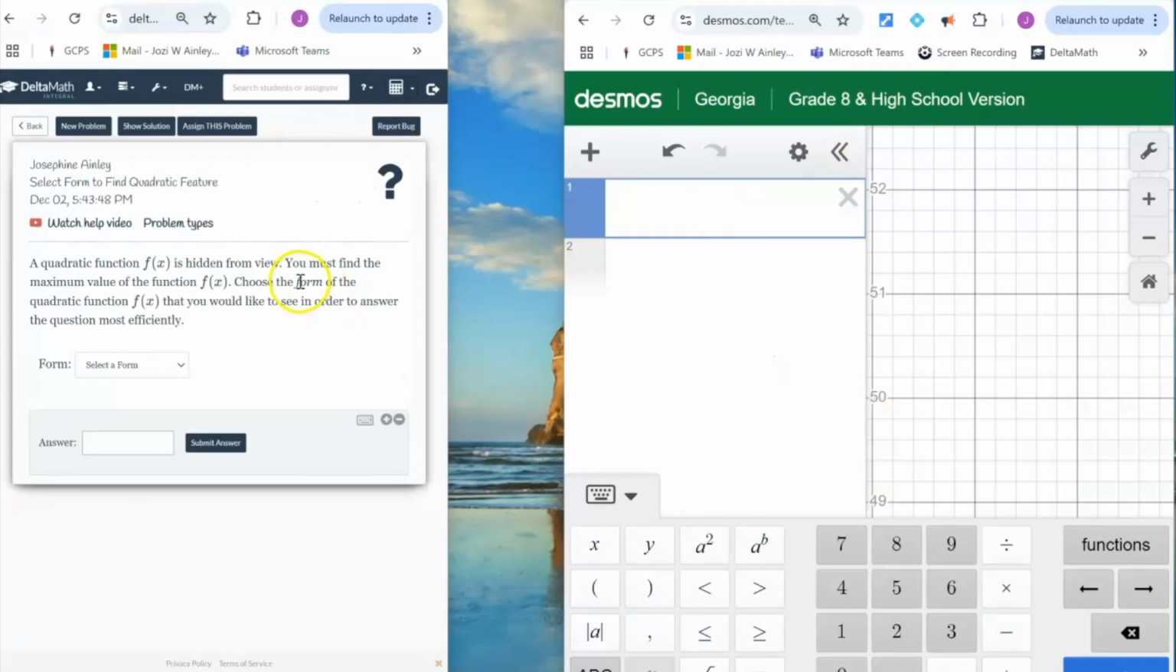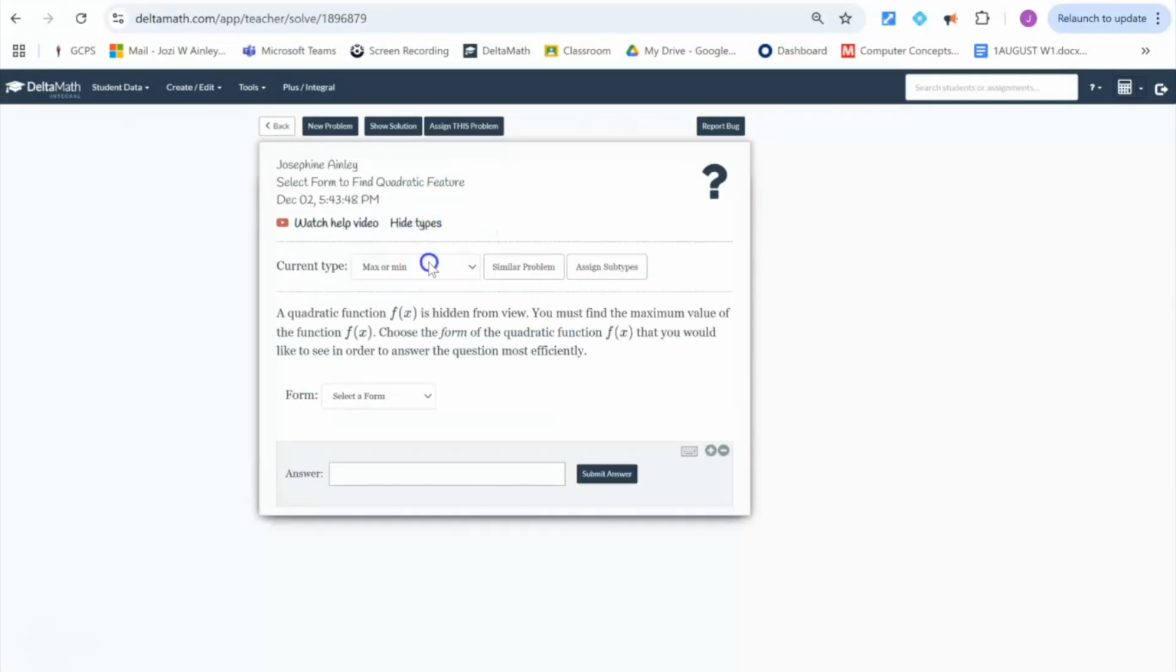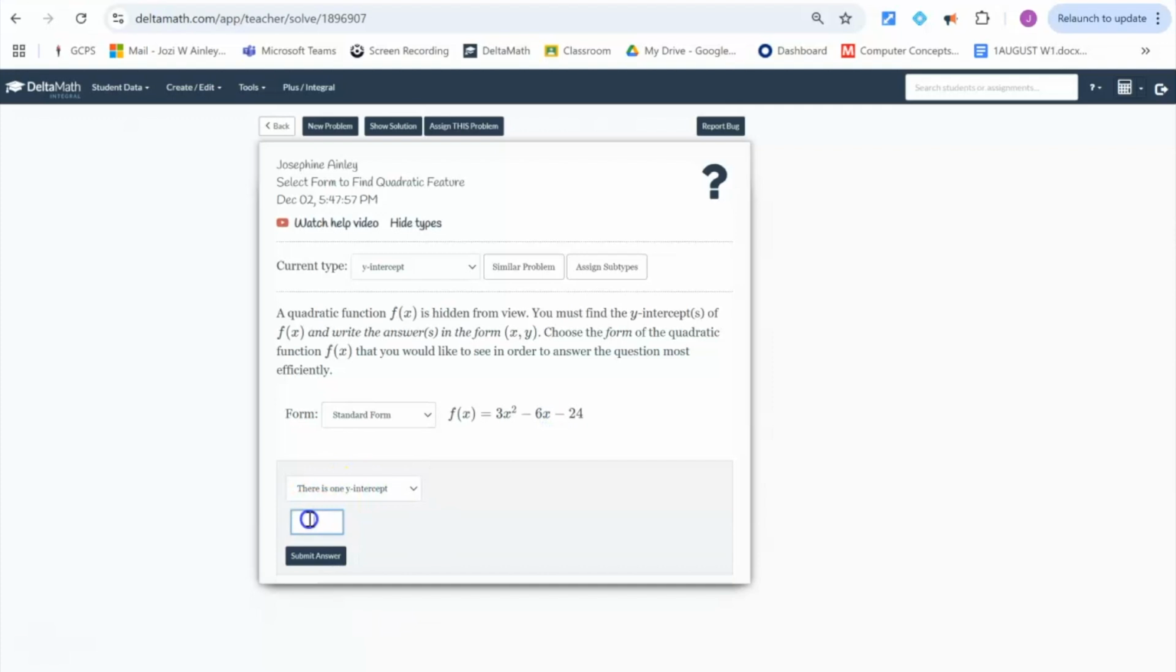Now I'm going to go into your Delta Math and just show you, instead of typing stuff into the calculator, and sometimes I've seen them put both forms are correct, but you have to choose it. You need to go ahead and just know what it is. So let's do a y-intercept one. If I want the y-intercept, go look at your notes. Which form do you want? I want standard form. Why? Because that number at the end is going to tell me that there is one y-intercept and it is -24.